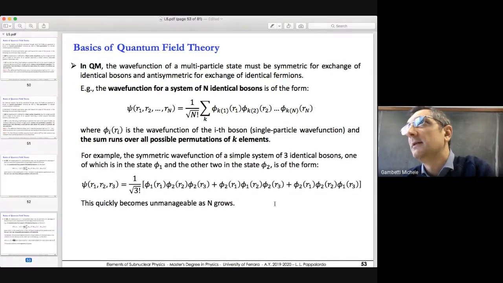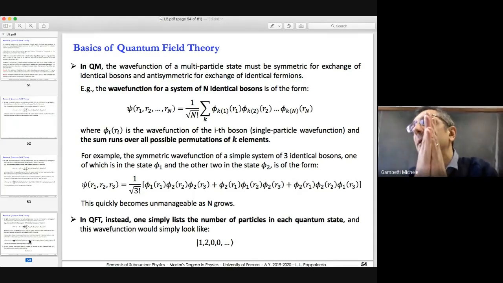To make a concrete example, suppose we have a system of three identical bosons, one of which is in the state phi1 and the other two are in the state phi2. Then the wave function would look this way: we have 1 over square root of 3 factorial, and then the permutations of these three bosons into the two possible states, phi1 and phi2. This is a very simple state with only three bosons, and you already see how complicated the quantum mechanical wave function is. Imagine having to deal with a boson condensate with thousands of millions of bosons. It is impossible to handle this kind of notation.